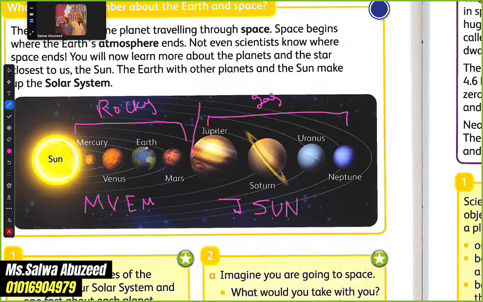Then we have a belt in the middle. We call it the asteroid belt. What's an asteroid belt? We took it in year 4. It's a belt made to separate between the inner and the outer planets, Mars and Jupiter. It's made of asteroids to separate between Mars and Jupiter. So my friend, don't think a lot. Just understand. It will be easy for you.